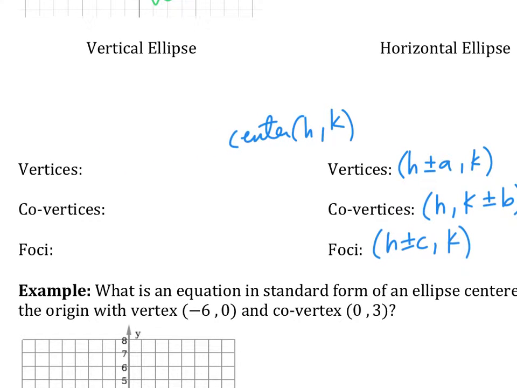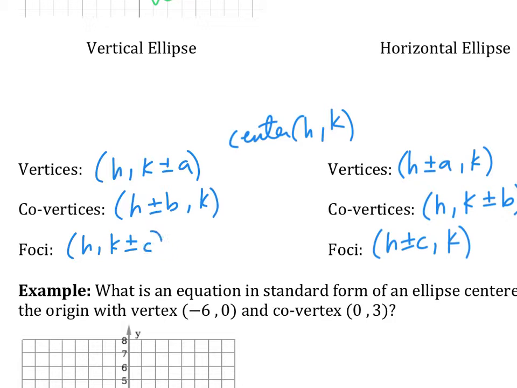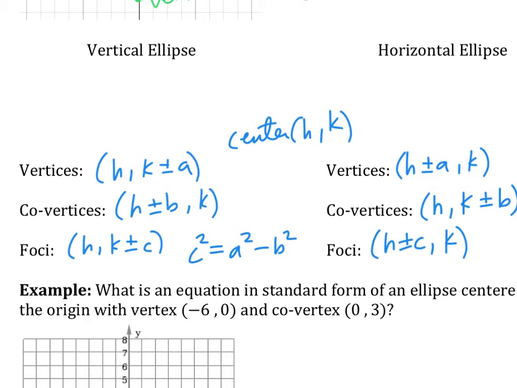All right, let's go ahead and have you guys write the one on the left. Okay, let me give you the answers. H comma k plus minus a, h plus minus b comma k, and then the foci is h comma k plus minus c. Okay, the relationship between a, b, c is c squared equals a squared minus b squared, not the Pythagorean theorem, okay? C squared is a squared minus b squared.